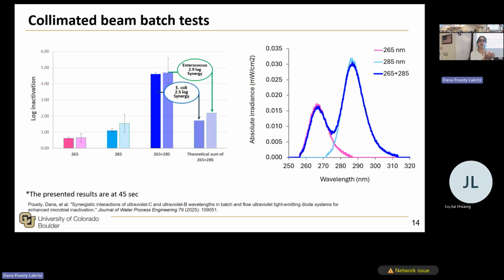But after that, we did it with water that just stands there. We thought, what will happen with a flow-through reactor? Because in the real world, we need a flow-through reactor.